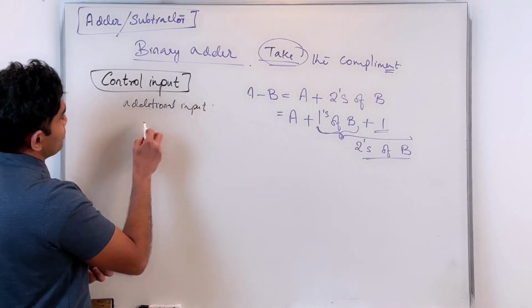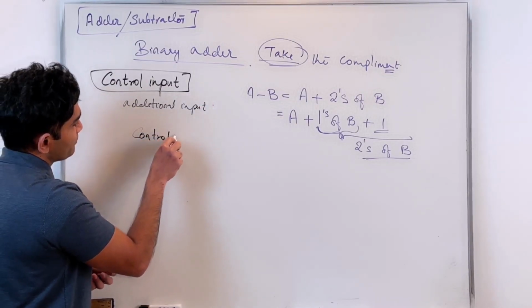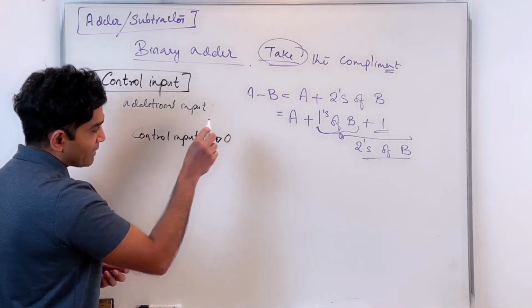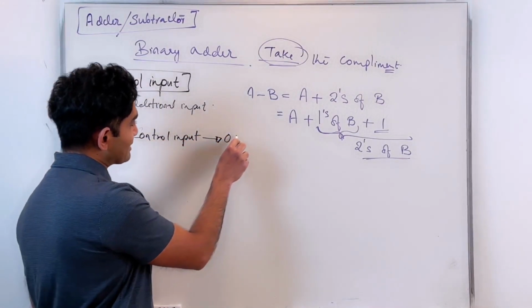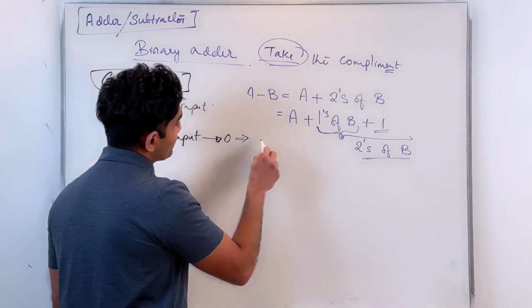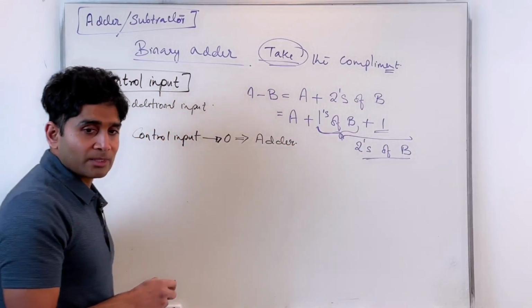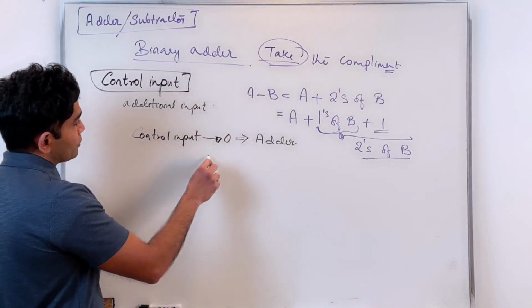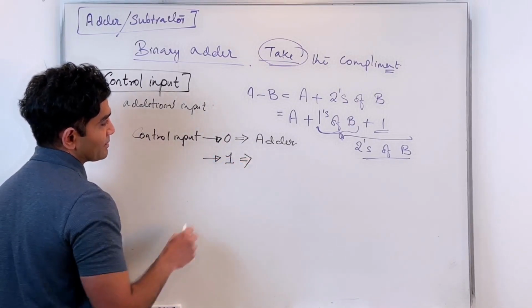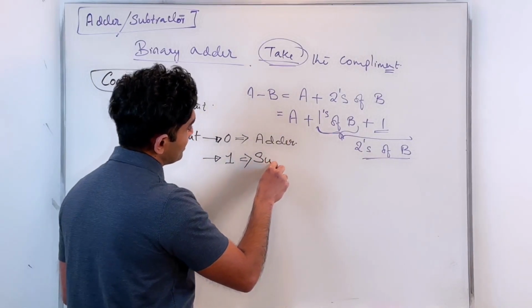And I will define it so that if I place a 0 on my control input, that tells the circuit that at that particular time it needs to be configured as an adder. Okay. Likewise, if I place a 1 on my control input, that means at that time I would configure, or reconfigure, that circuit as a subtractor.